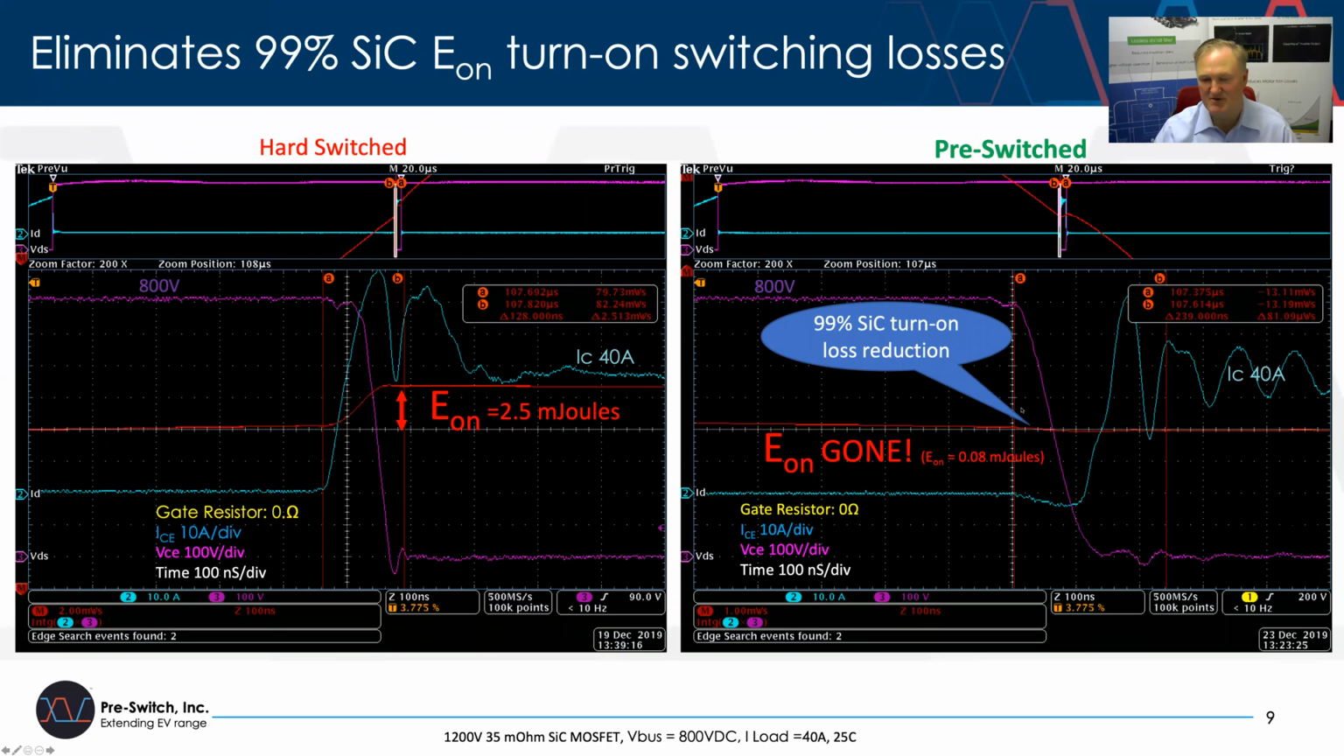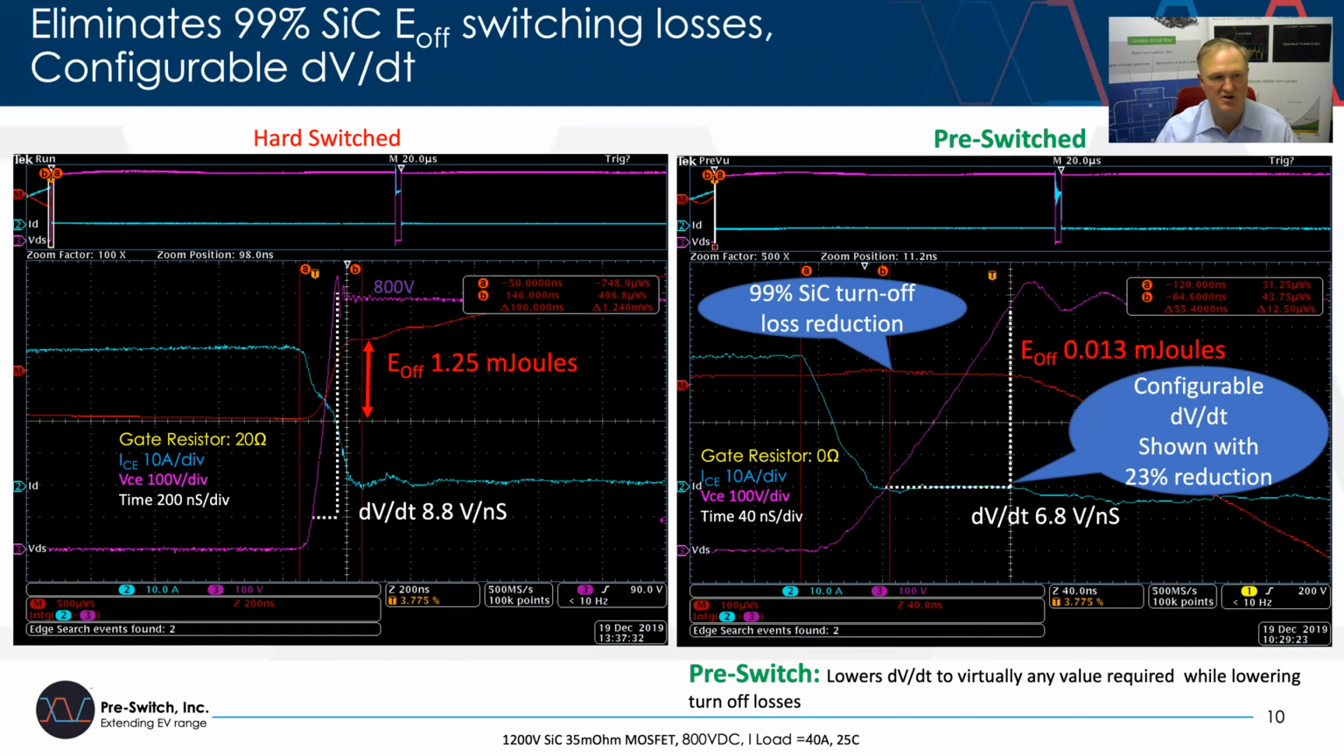This represents a 99% reduction in switching losses, and in fact, in most cases, we get to completely 100%. Now, if you compare this to the turn-off switching losses, again, you can see a very fast dV/dt upon turn-off. The voltage rises from effectively 0 to 800 volts, the current falls, and you've got a 1.25 millijoule loss in that one transition. Whereas in the PreSwitch case, again, there's a separation between the voltage and current waveforms, resulting in 0.013 millijoules. So effectively, elimination of the switching losses upon turn-off.